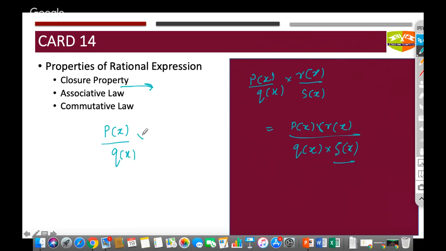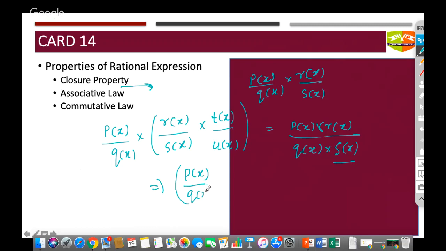Px by qx multiplied by rx by sx, and I take tx by ux. So this can be written as px by qx multiplied by rx by sx, and this can be written as tx by ux. So associative law holds true here. Let me go to cumulative law. So cumulative law also holds true here.